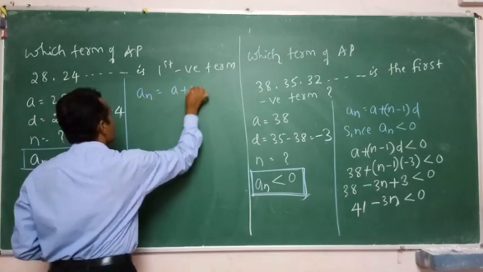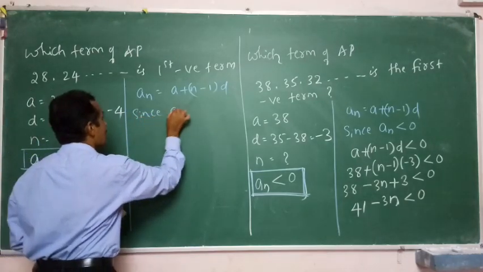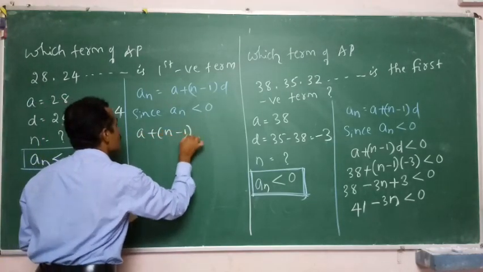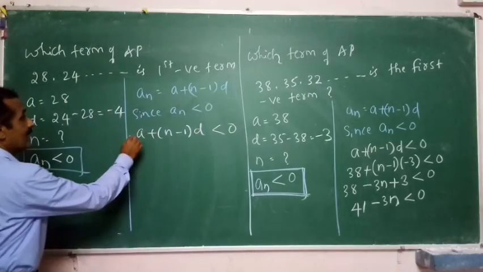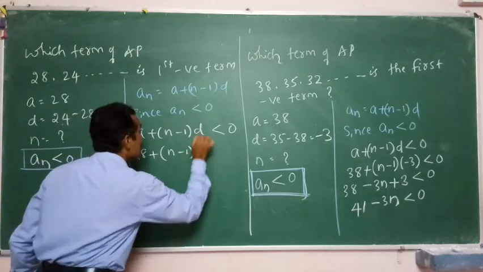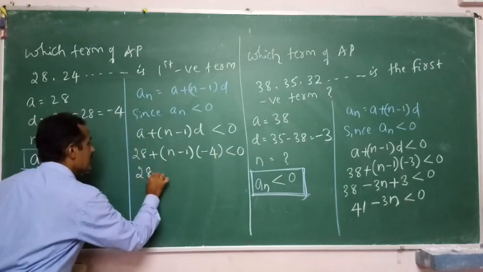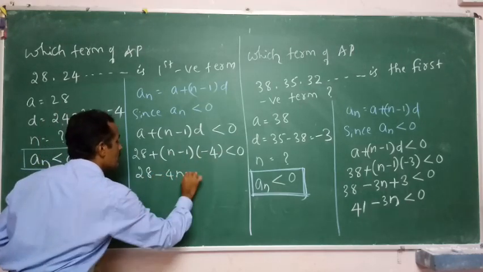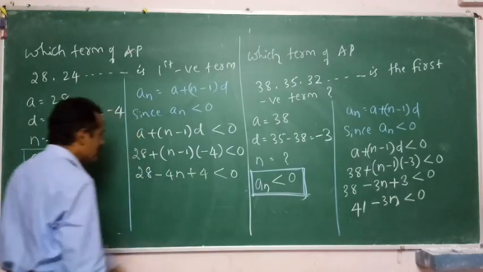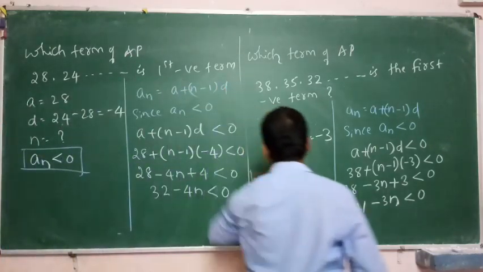Formula: an is equal to a plus n minus 1 into d. Since an is less than 0, a plus n minus 1 into d is less than 0. 28 plus n minus 1 into minus 4 is less than 0. 28 minus 4n plus 4 is less than 0. 28 plus 4, 32 minus 4n is less than 0.